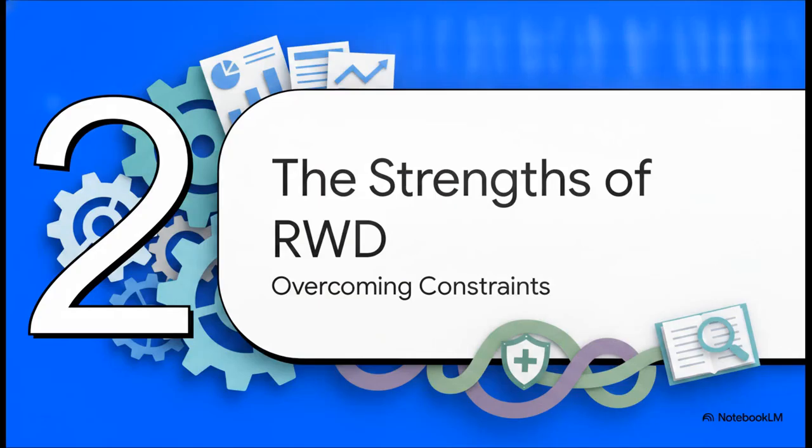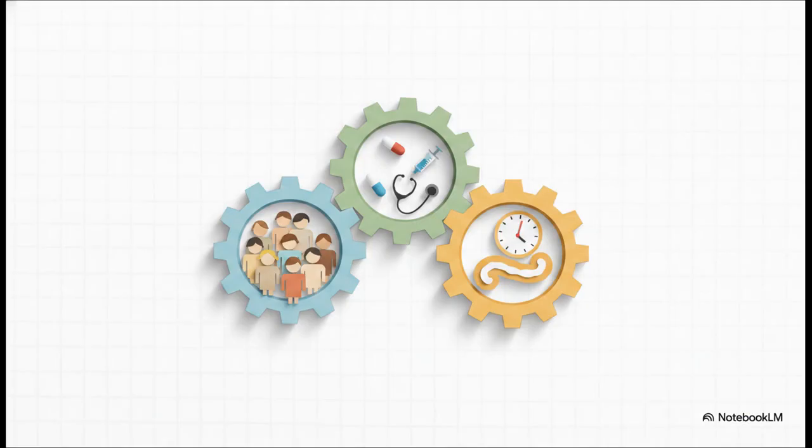Moving on to Section 2, the strengths of RWD and how it helps us overcome traditional constraints. There are three core interconnected scientific strengths that make RWD so incredibly powerful. We've got representativeness, heterogeneity, and longitudinality. When you put these three together, they allow researchers to capture the reality of clinical practice across the full dynamic spectrum of real patient populations.